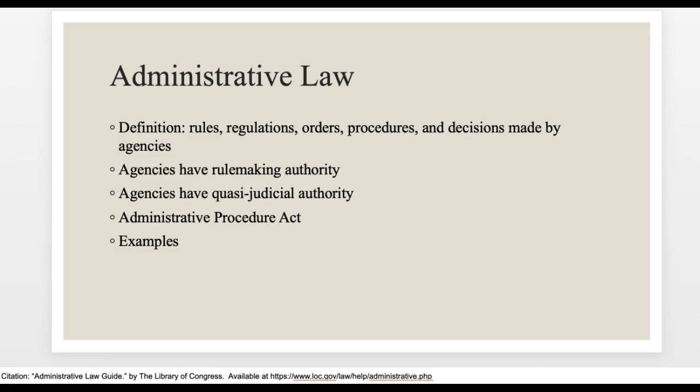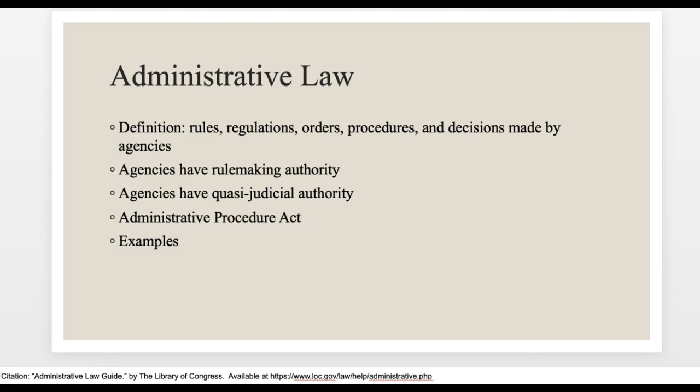Administrative law is another important topic in legal research. Administrative law includes rules, regulations, orders, procedures, and decisions made by agencies. Agencies can put rules, regulations, and orders into effect. This is described as their quasi-legislative role because it is akin to the legislature's ability to promulgate statutes. Statutes, however, are usually broader than regulations. Agencies also exercise quasi-judicial authority when they hold hearings and make rulings and decisions.